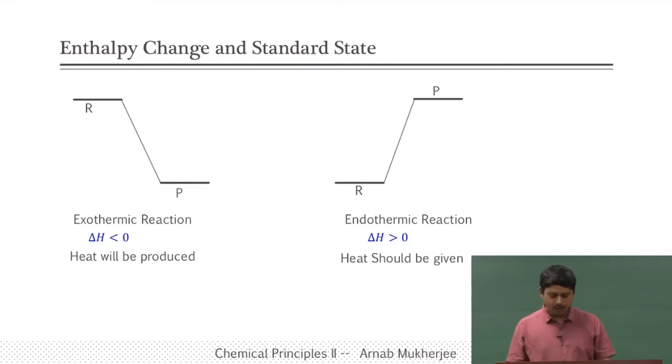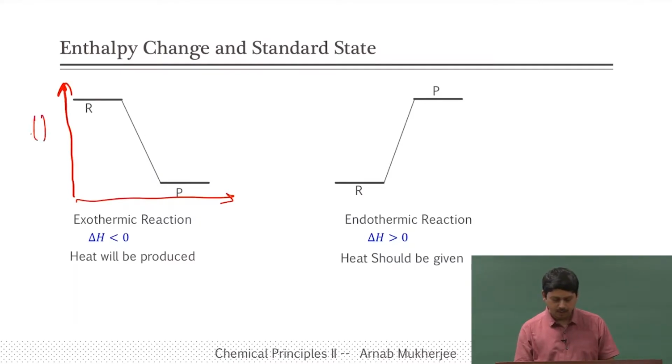Here we already discussed exothermic and endothermic reactions, but we are going to specify once more. Look at this particular enthalpy profile. The y axis is enthalpy and the x axis is the reaction coordinate, and in this process, reactant is getting converted to product and the enthalpy is becoming lower. So in this process the delta H is negative, which means that the same amount of heat is going to be released.